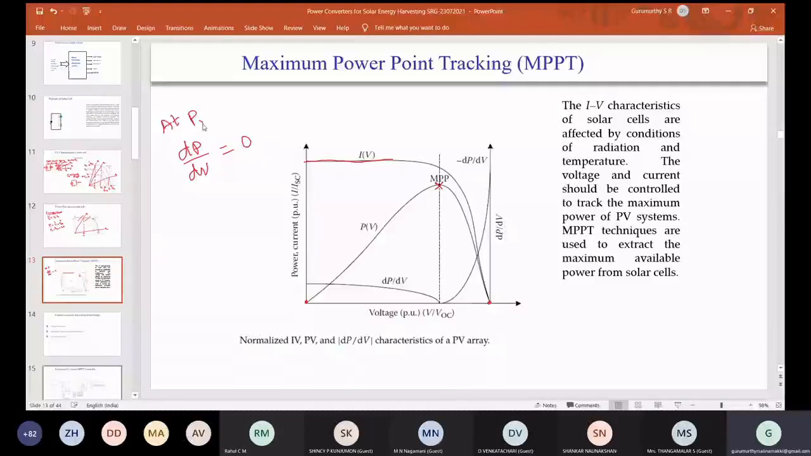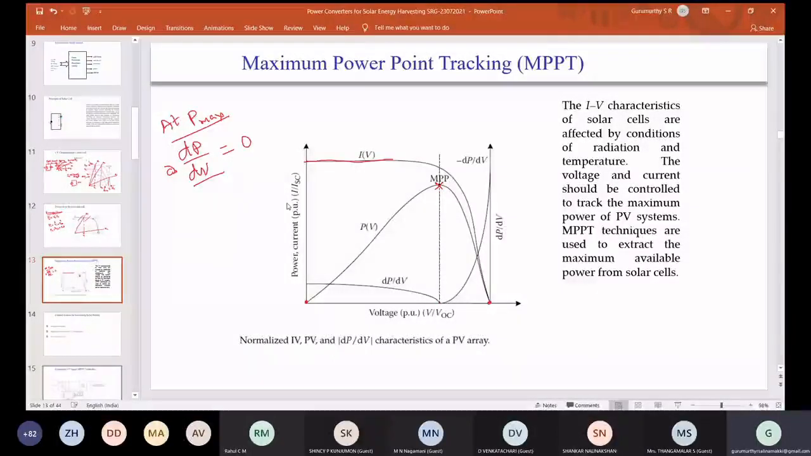So that means in your computation you have to do this and find out the point where the power is maximum. You have to operate the solar cell and the power converter at this point. That's why we have to have a power tracking system, to track how much power is being drawn. That is called maximum power point tracking, MPPT.